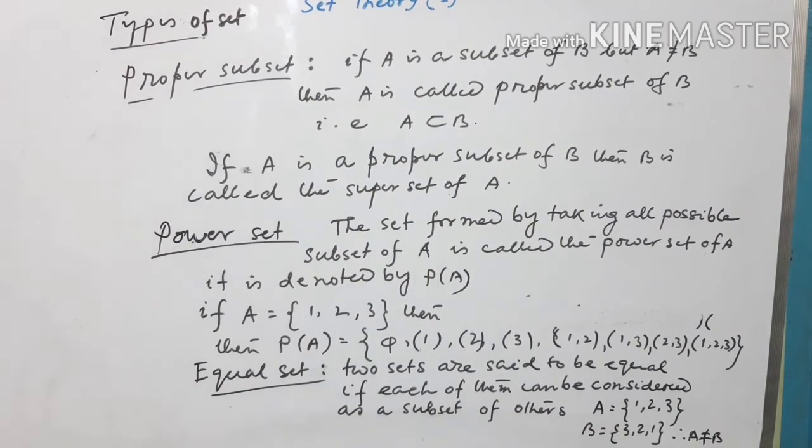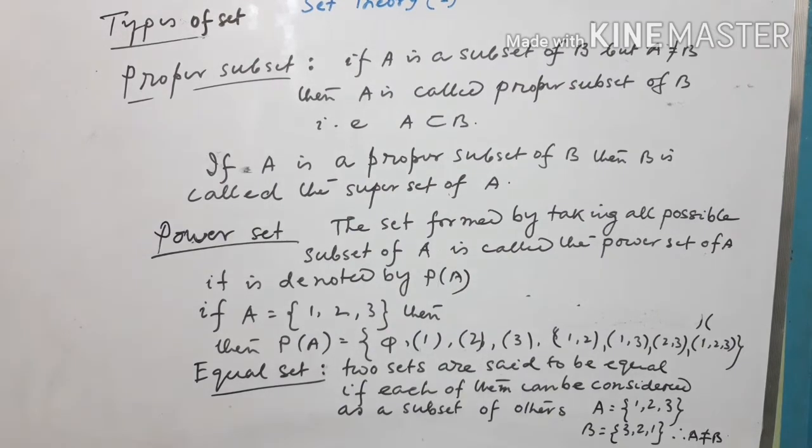Next is proper subset. If A is a subset of B, but A is not equal to B, that means A is a subset of B and B has some more elements other than those of A, then we say that A is a proper subset of B. This is denoted by A is a proper subset of B, or A is contained in B. If A is a proper subset of B, then B is called the superset of A.